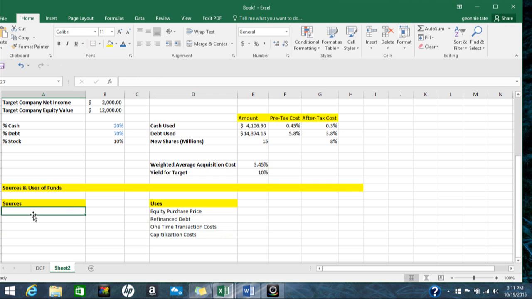And for the sources, we're going to need the cash used, the debt used, stock used, and excess cash. Let's take this over. Let's have excess cash. Let me reformat this. For some reason my format is changing up a little bit on me.